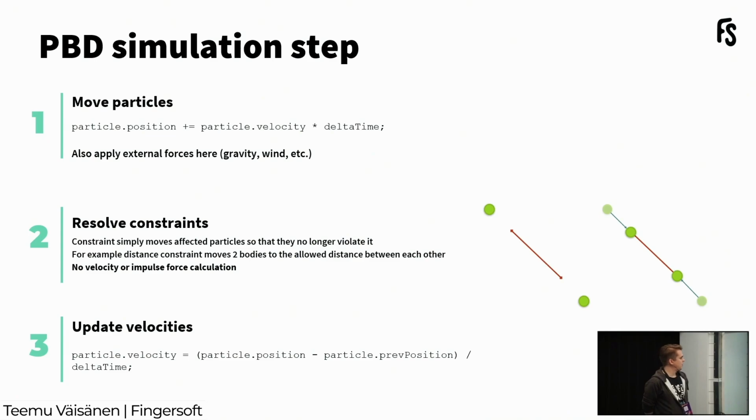And then you do the update velocity step. And as I mentioned, this only uses the particle's previous position and the current position, and you get the velocity of the particle, which you use again in step 1. And that's how the simulation basically runs. It's simple. It feels like, is that it? But it actually works quite nicely.